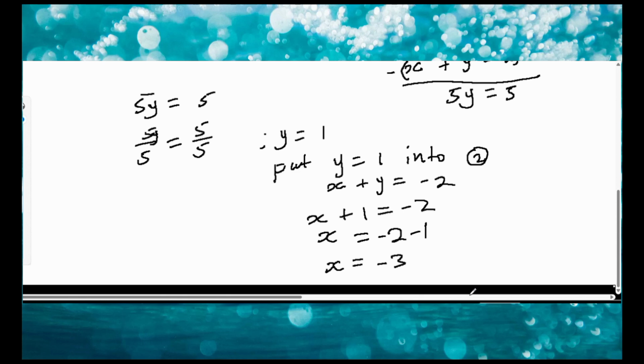Okay, so therefore we're done solving our equation. We can say that therefore x is equal to minus 3 and y is equal to 1.